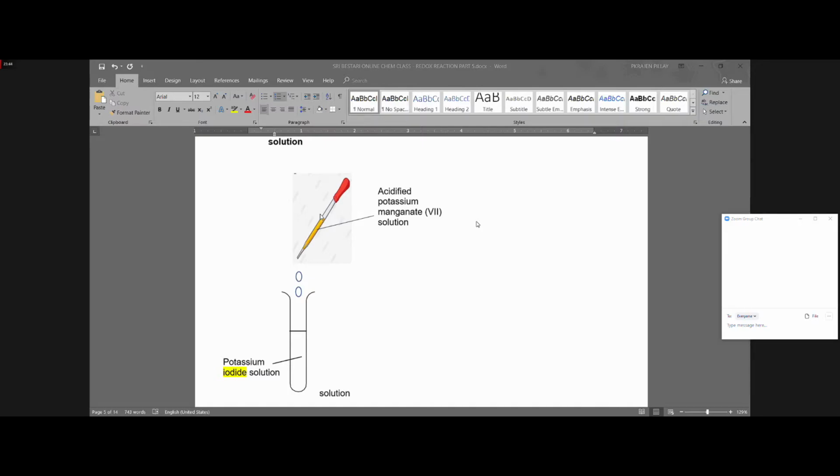Same thing again. What you do is write down which is your OA and which is your RA. Here this is your oxidizing agent. If possible, write down the color. This is purple in color. This is your reducing agent. You underline the iodide ions and put colorless. It is colorless. And then you write that down. It will be your reducing agent.